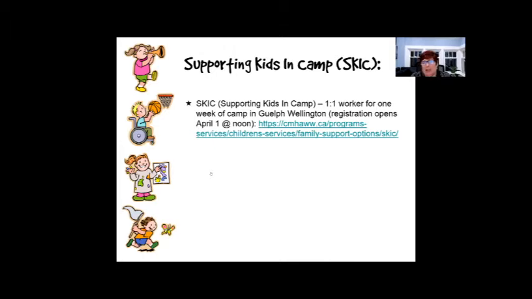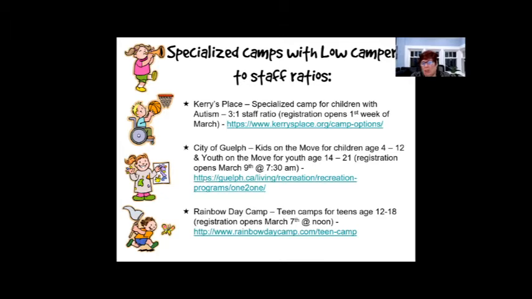Obviously, SCIP is a big one, and Jennifer will talk about that, but you can get a one-to-one worker for any camp in Guelph-Wellington. The other thing to consider, if your child doesn't need one-to-one, is what we call a specialized camp, a camp with a low camper to staff ratio. There are three main ones in Guelph-Wellington. Perry's Place for kids with autism has in-person and online camps with a 3-to-1 ratio. Heather will talk about what she's got with the city, and then the Rainbow Day Camp has some specialized camps just for teens, age 12 to 18.